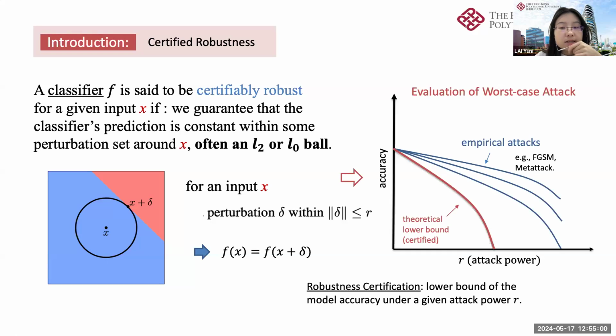Robustness certification can also be regarded as a lower bound of the model accuracy under a given attack power. As the attack power increases, the model accuracy will decrease. However, no empirical attack can break the certified accuracy.